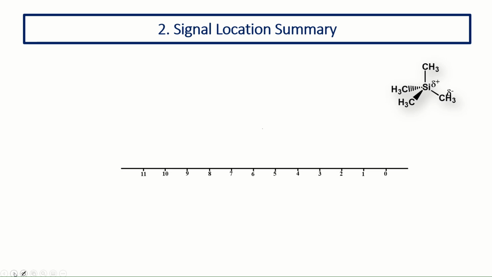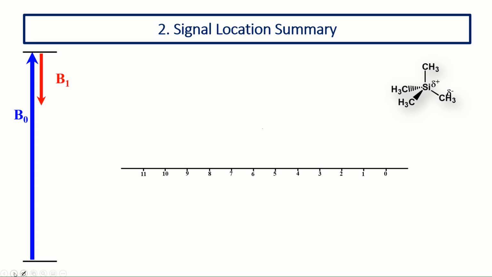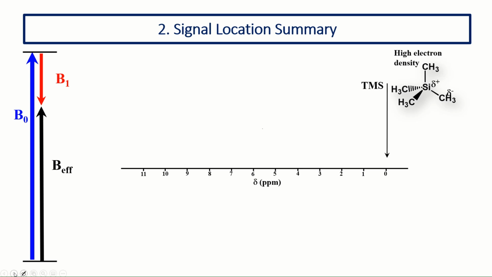You can see exactly that the TMS is your standard at 0 ppm. Here's our applied field. Of course, we're thinking of electrons. The more electrons you have, the more shielding you have, i.e. the less the effective field, so the lower the frequency. And so herein, look at, say for example, an acid. You can see the acid is terribly deshielded. It's a naked proton, and so therefore, it's in that region 10 to 11.